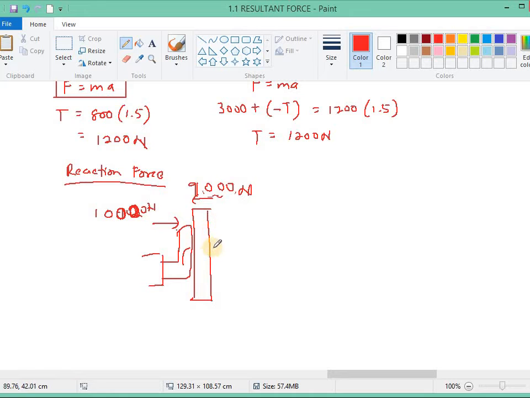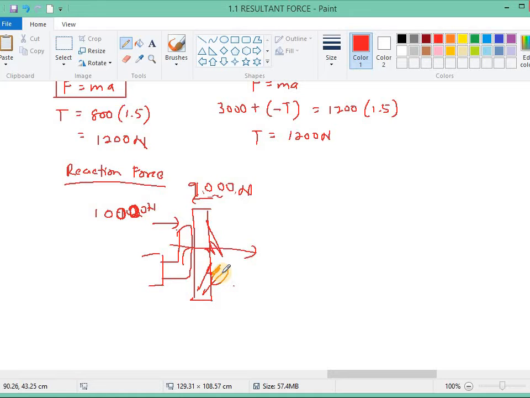So if the maximum reaction force that can be produced by the wood is 9,000, what will happen? This wood will break. Okay, it will break, then your hand can pass through. Okay, get the idea. That is what happened.